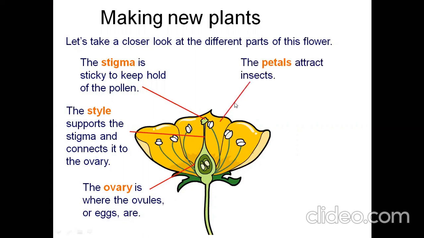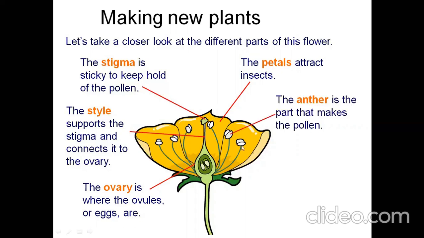Petal attracts insects. It is the colorful part of the flower that attracts insects for pollination. We will discuss it here. Pollination is actually the transfer of pollen grain from the male part of the flower to the female part of the flower, from the anther to the stigma of the flower. Okay.